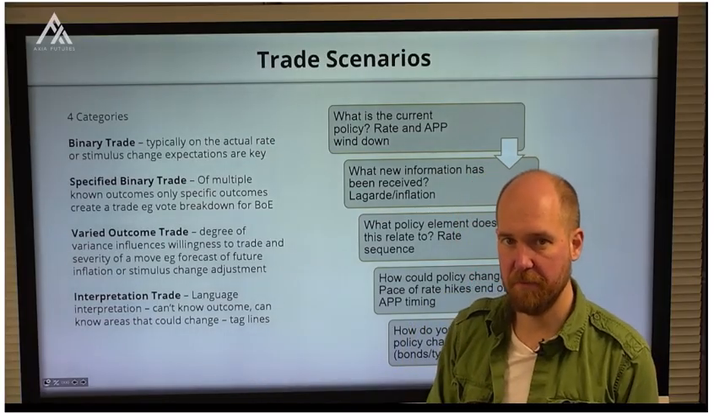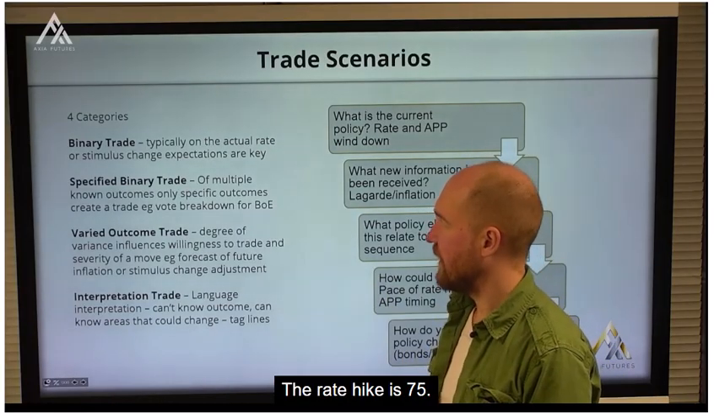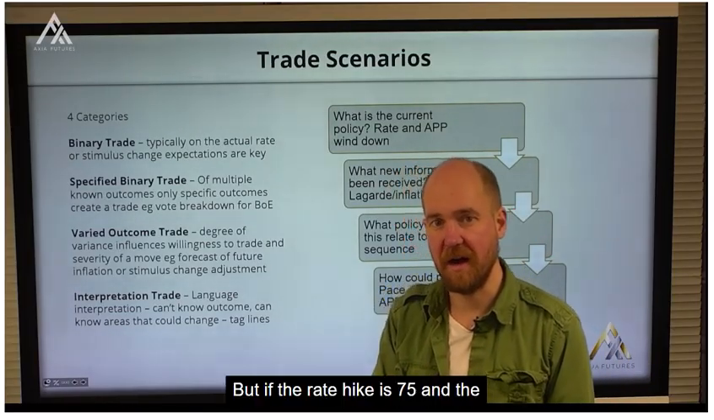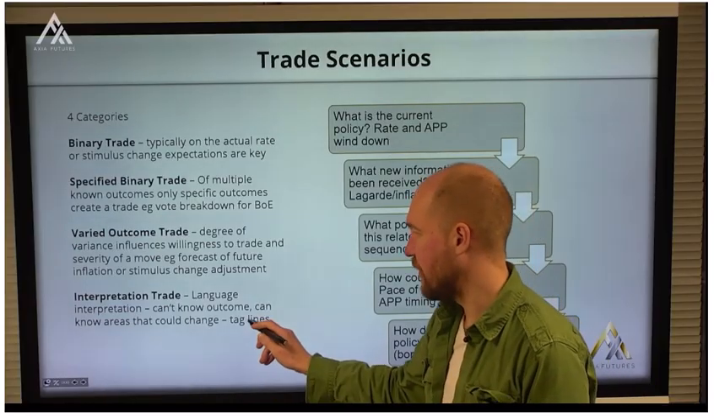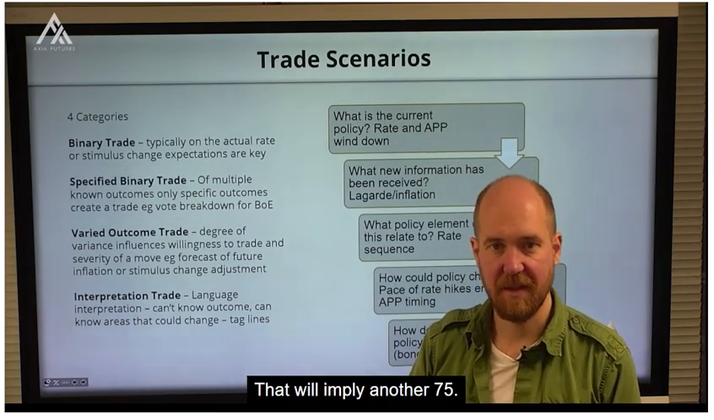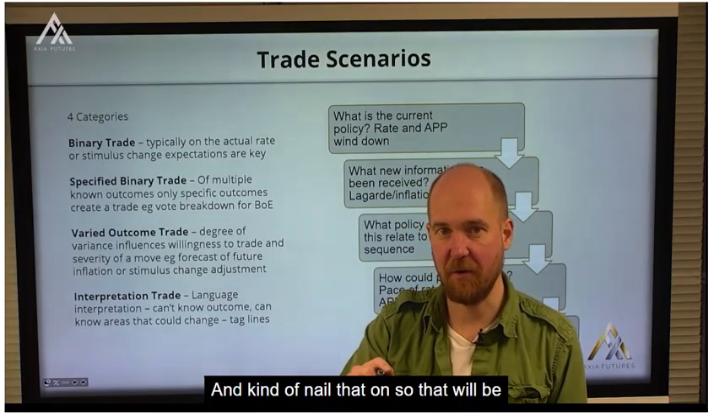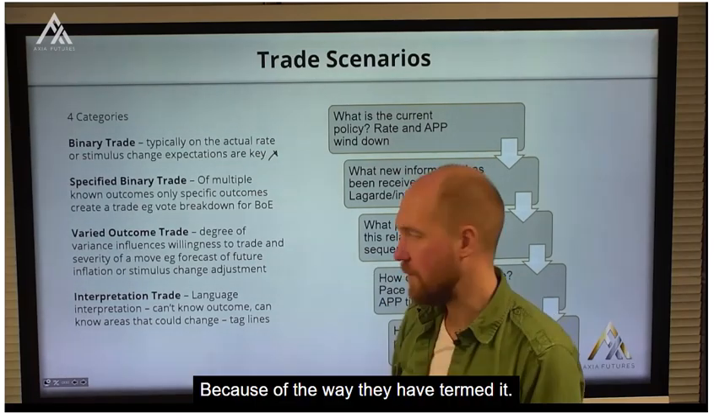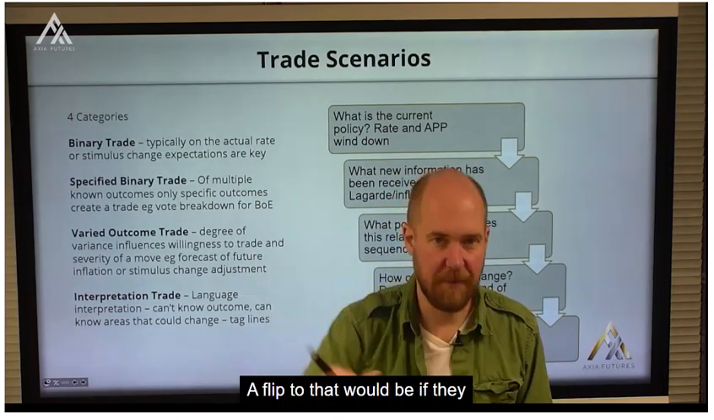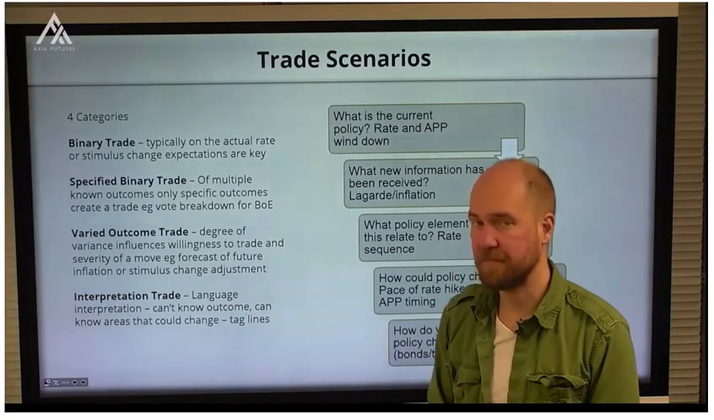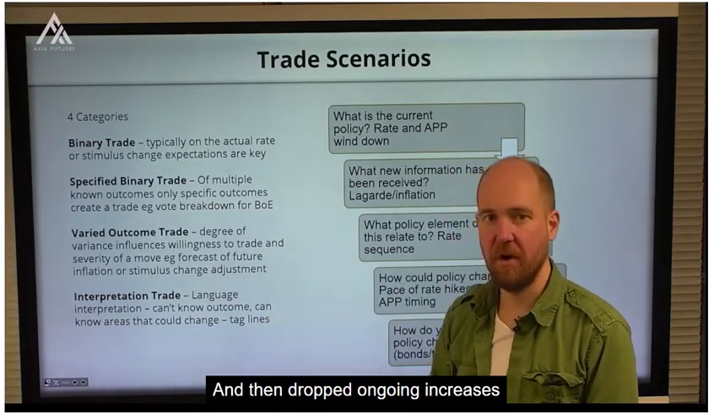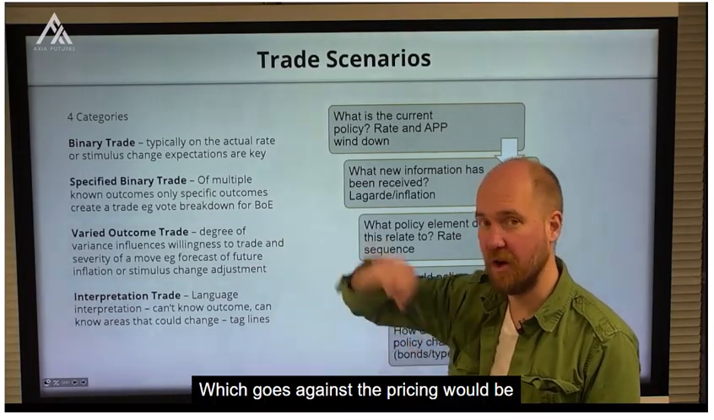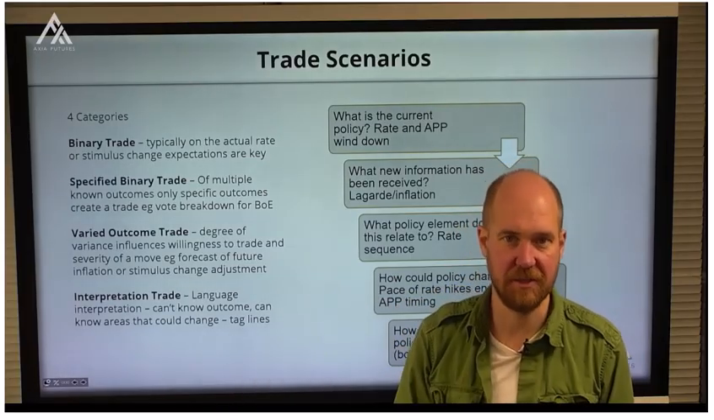So let's say, for example, the rate hike is 75. That's what is expected, so you wouldn't expect too much move. But if the rate hike is 75 and the language is expeditious, that will imply another 75 and kind of nail that on. So that will be tantamount to a rate hike, not because of what they've done in the policy, because that's what's expected, but because of the way they have termed it. A flip to that would be if they did 75 and then dropped ongoing increases. This would imply it's 75 and none or very little more, which goes against the pricing, and would be seen as extremely dovish.